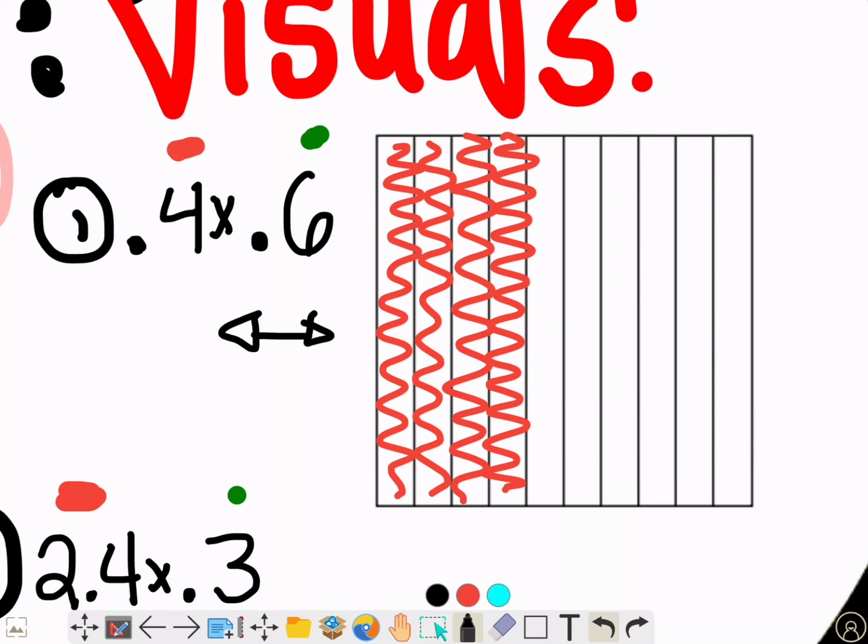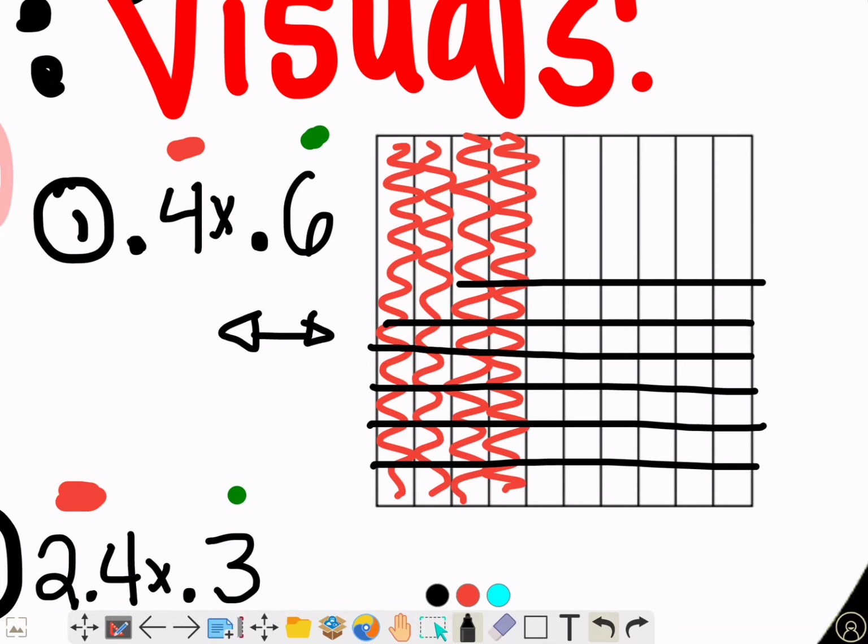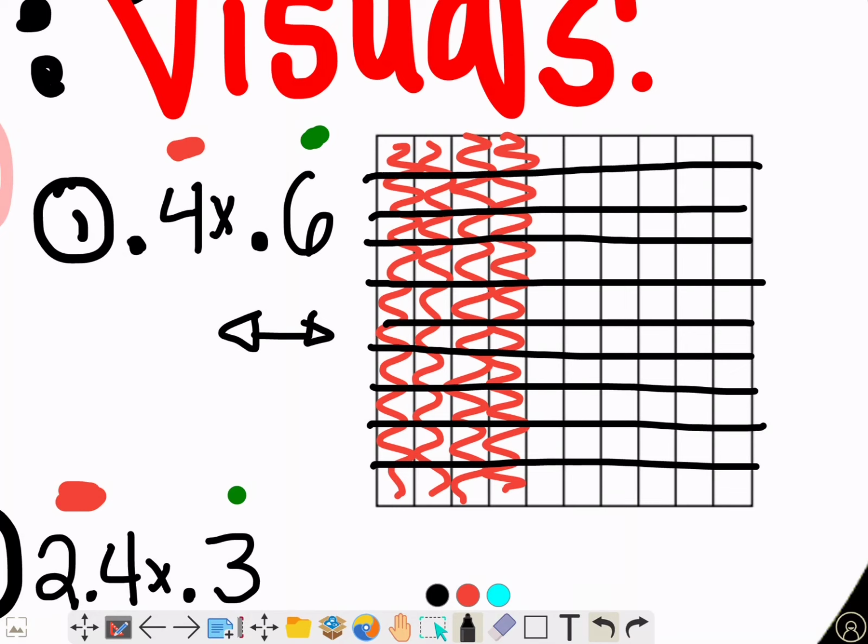But before I can shade in my sixes, I need to break up the decimal visual going that way also. So I'm going to break it up into halves. Then 1, 2, 3, 4, 5, 6, 7, 8, 9, 10. The reason I'm doing that is because I'm in the tenths place. Doesn't matter if it's perfect.